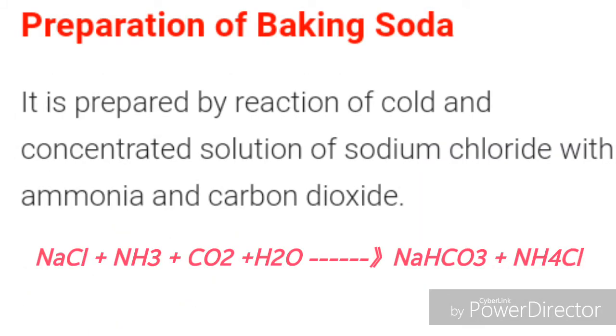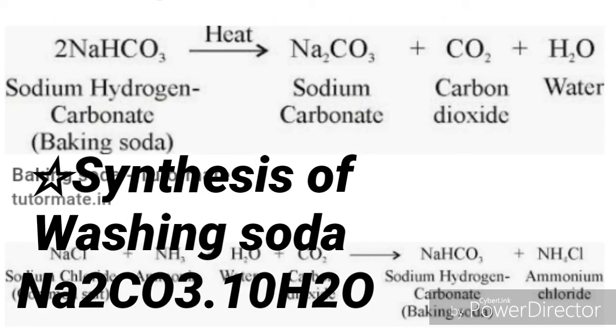Baking soda is prepared by reaction of a cold and concentrated solution of sodium chloride with ammonia and carbon dioxide. Here you can see the chemical reaction, a balanced chemical equation. By heating two molecules of sodium bicarbonate or baking soda, we will get sodium carbonate, carbon dioxide and water. Sodium carbonate is commonly called washing soda.